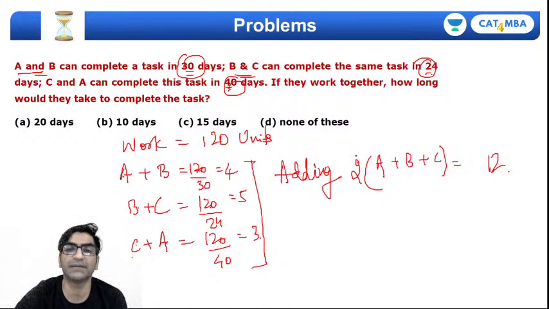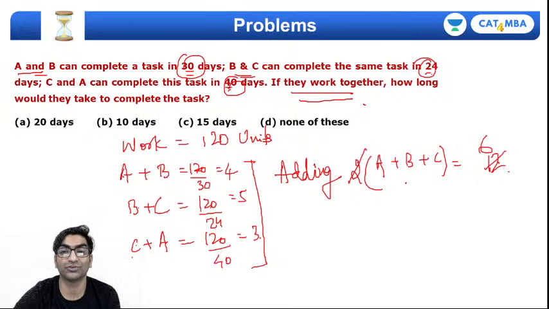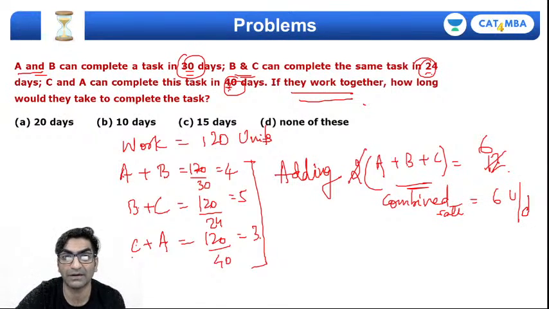Right? Which means A plus B plus C is 6. And the question asks you for how long will they take together, right? So together their combined rate is 6. Unit क्या है? 6 units per day.